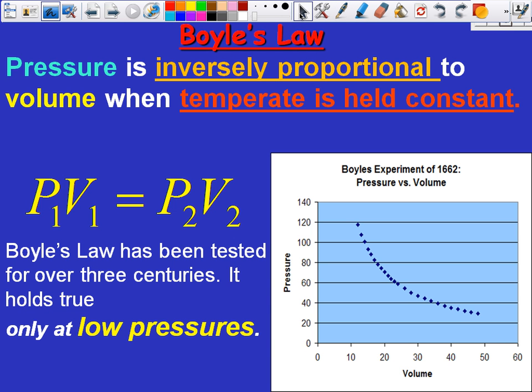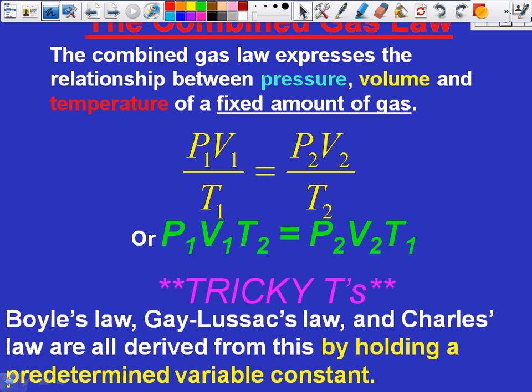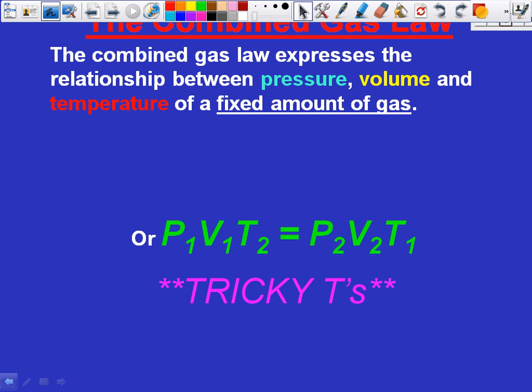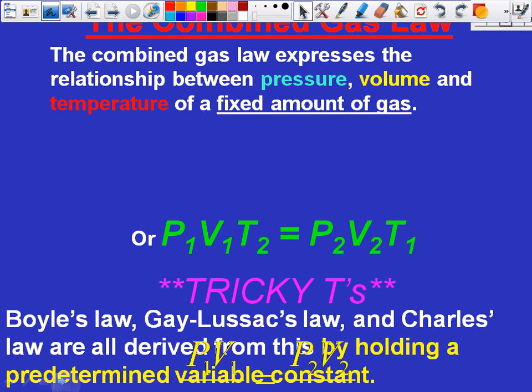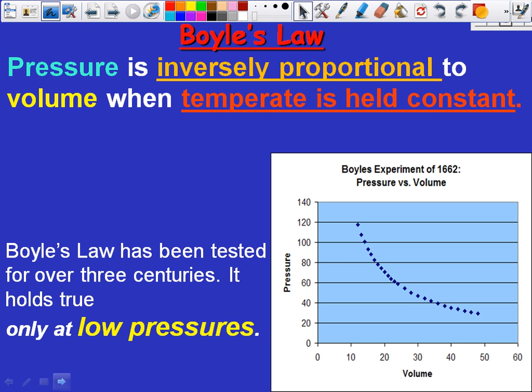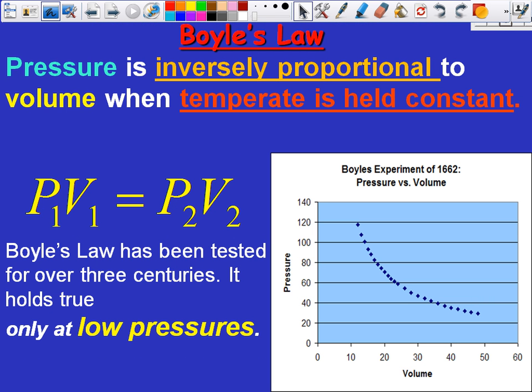From the previous slide, the only thing that's missing is your T's. Well, why are the T's missing? Well, of course, because if you're thinking logically, it's because the T's are being held constant. So that's why. Boyle's law has been tested for over 3 centuries, and it holds true. But notice what it says. Very, very important: it only holds true at low pressures.